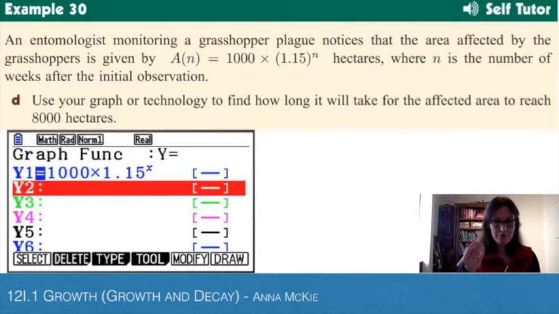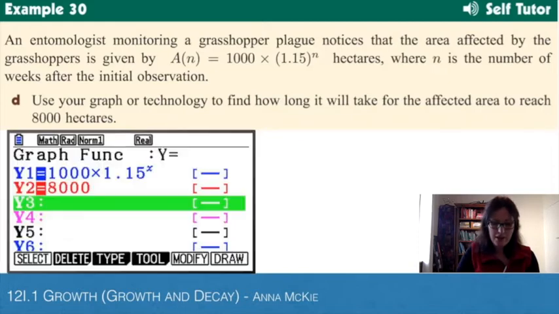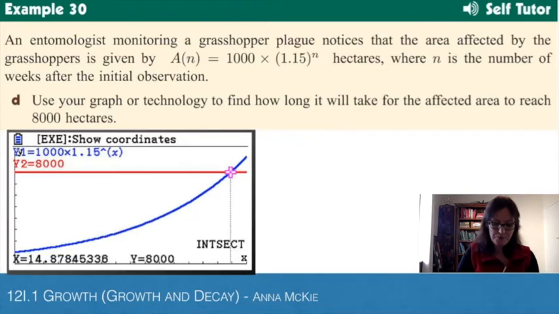And the technique for this is, use your calculators. Here's the first function. Notice instead of to the power of n, we're using x because that's what our calculators have. And the graph of that would look like this, depending on your view window. Now to find where 8,000 hectares is, it's saying how many weeks is that when it's 8,000? And the technique for that is to put it equal to 8,000. So in a second equation, a straight line at 8,000, a horizontal line, and we're going to find the intersection points of these two using the functions on your calculator, and the answer here is 14.88 weeks.